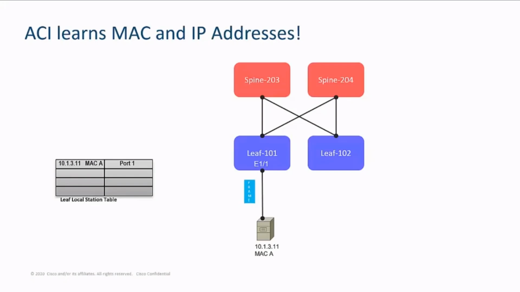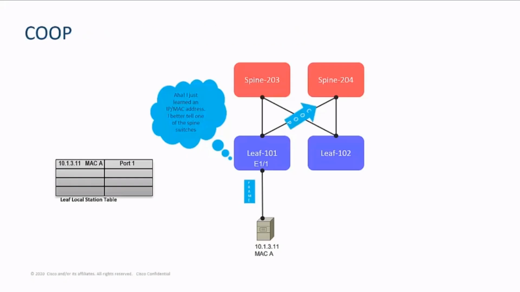There are a couple other important points with endpoint learning. So we saw that Leaf 101 can learn the IP and MAC address, but it actually does something unique to ACI. When Leaf 101 learns that local server's IP and MAC address, it's actually going to tell the spine switches about the endpoint learn. It uses a protocol called COOP, which stands for Council of Oracle Protocols. Essentially, it tells the spines that it has a new endpoint.